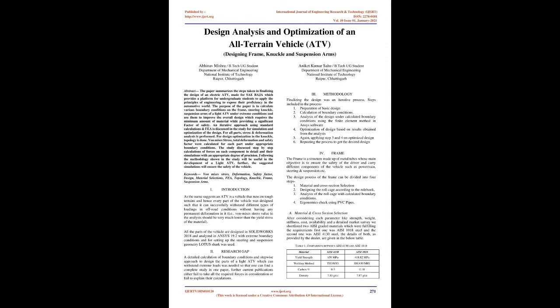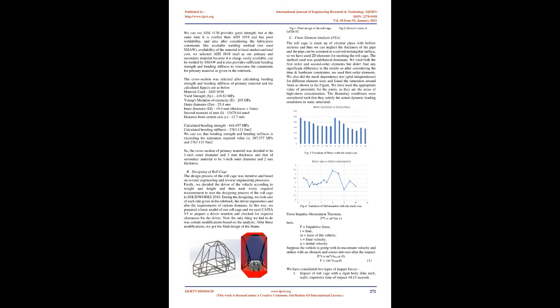Introduction. As the name suggests, an ATV is a vehicle that runs on tough terrains, and hence every part of the vehicle was designed such that it can successfully withstand different types of loadings in off-road conditions without having any permanent deformation in it, i.e., von Mises stress value in the analysis should be very much lower than the yield stress of the material. All the parts of the vehicle are designed in SolidWorks 2018 and analyzed in ANSYS 19.2 with extreme boundary conditions, and for setting up the steering and suspension geometry Lotus Shark was used.